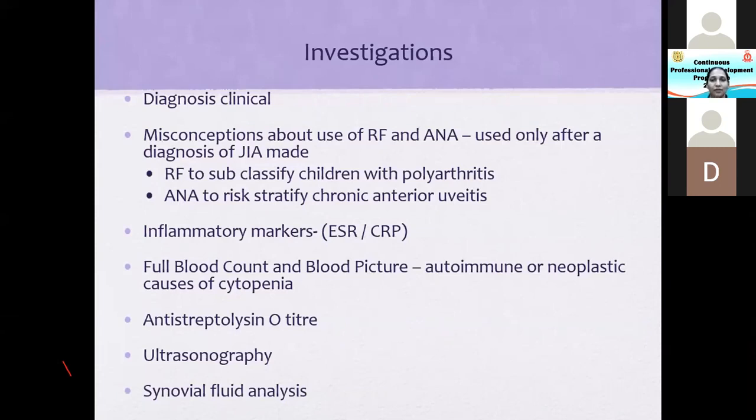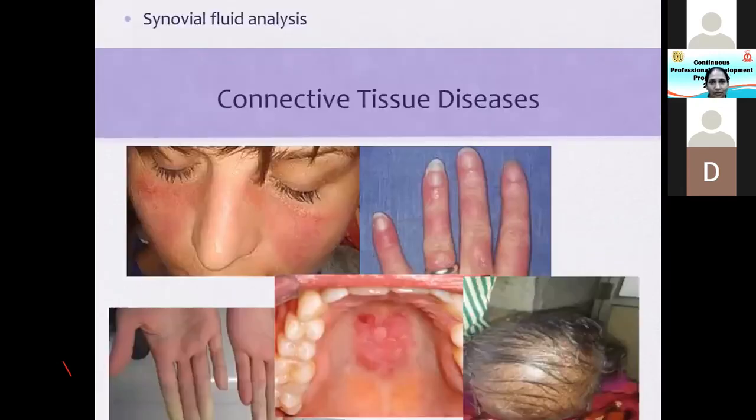The inflammatory markers can be done. They might be high. It's very important for you to ask for a full blood count and a blood picture, because we know that autoimmune or neoplastic causes have to be excluded, and malignancies like hematological malignancies are notorious for presenting with arthritis. You might have to do an antistreptolysin O titer depending on the history and the other criteria, because you want to exclude rheumatic fever. Ultrasonography of the joint can establish involvement of the synovium or synovitis, and you might even have to do synovial fluid analysis.